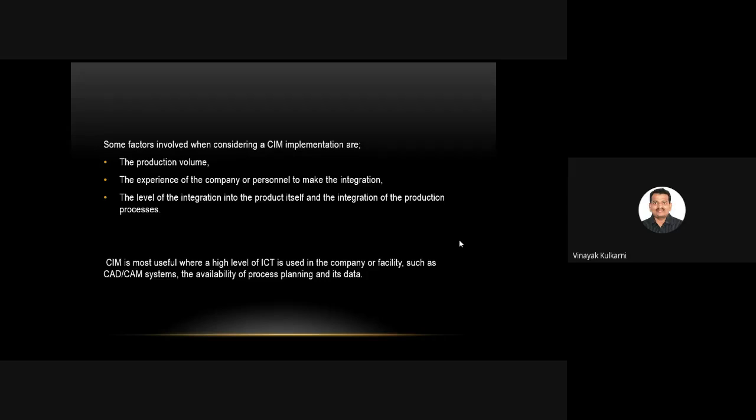Then the integration of the production processes. Integration of production processes is like, you are making one component, there is one more component being made, and I have to integrate these two production processes together and get one assembly out of it. SIM is most useful where a high level of ICT is used in the company or facility, such as CAD/CAM systems, the availability of the process planning and its data.